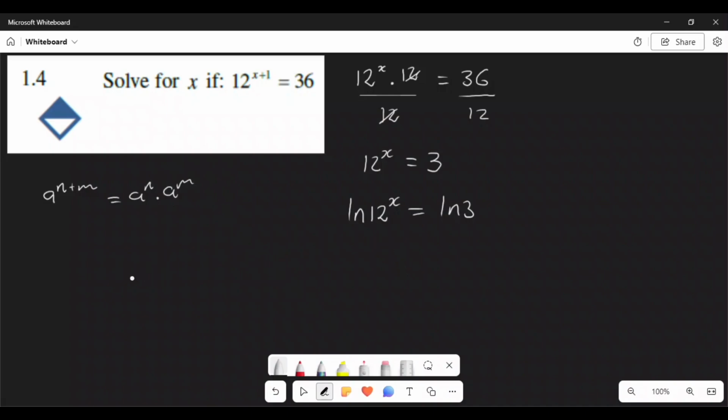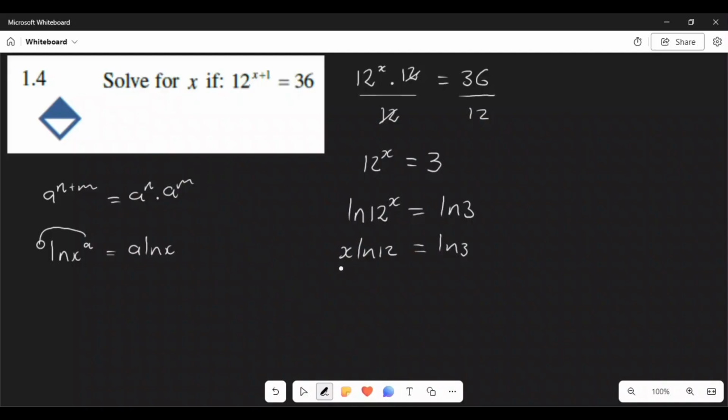Again, if you didn't watch the previous question, which was question 1.3, I did explain the rule there. There is another rule for natural log, which is similar to logs, by the way, where you have natural log of x to the power of a. We can say that is a times natural log x, where we take the exponent to the front. That's what we did here. We can do the very same thing here. We can say x times natural log 12 is equaling natural log 3.